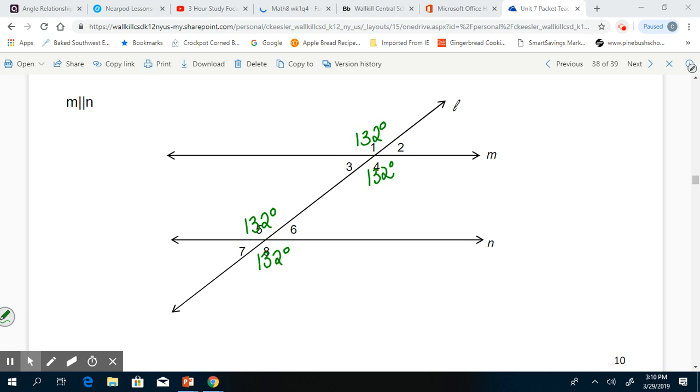And then all the other angles that are not in green are going to be supplementary to 132. Remember, supplementary means they form a straight line or add up to 180. So we can do 180 minus 132, which gives us 48 degrees. So we know that angle 2 is 48 degrees because it's supplementary to angle 1. Then angle 3 is 48 degrees because it's vertical to angle 2. Angle 6 is 48 degrees because it's alternate interior with angle 3. And angle 7 is also 48 degrees because it's vertical to angle 6.